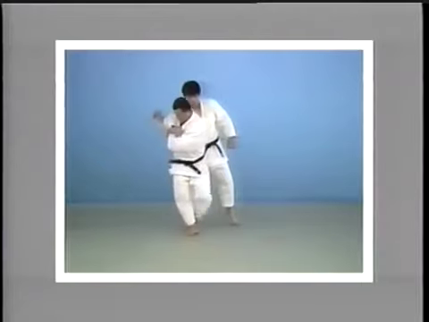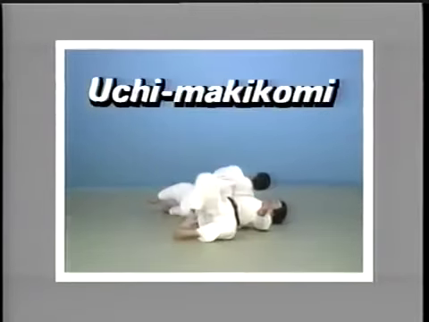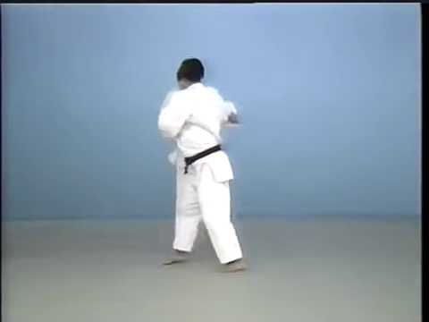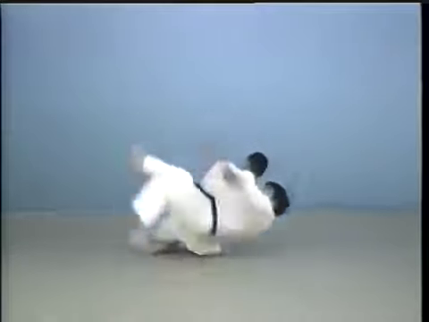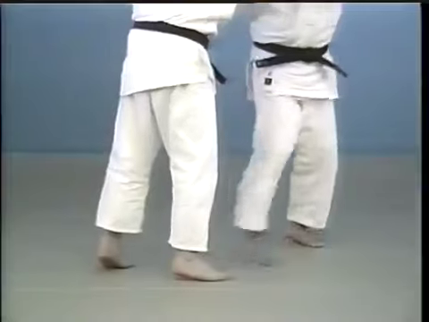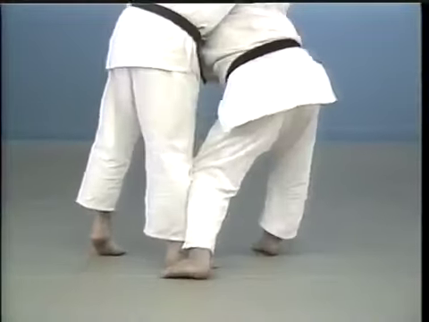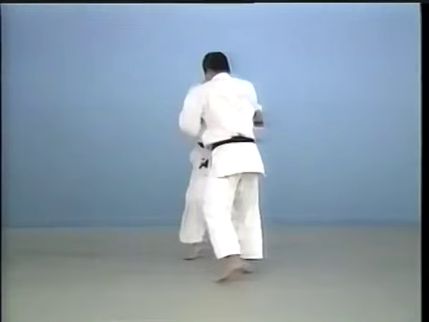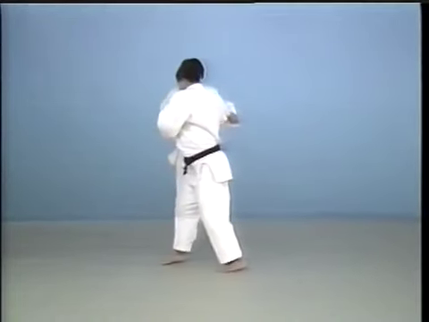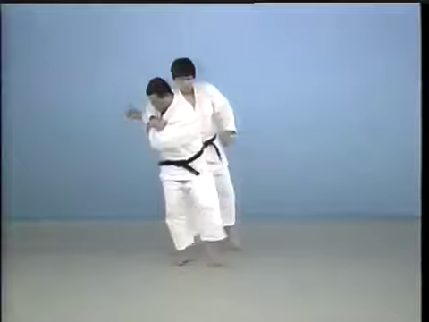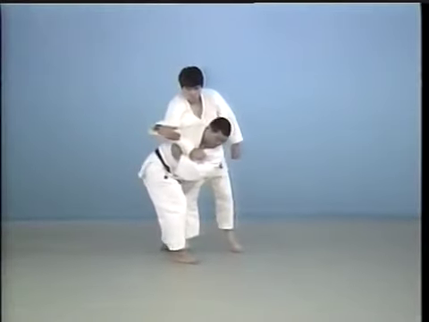Uchimakikomi. Uchimakikomi is similar to Ippon Seoi Nage. Grasp your opponent by the arm and twist sideways to wrap him around you. Use your hip as an axis, twist and throw in a wrapping motion. This is the basis of Uchimakikomi.